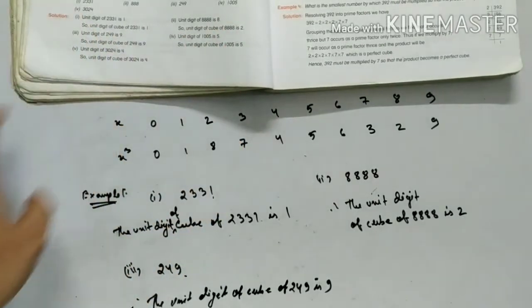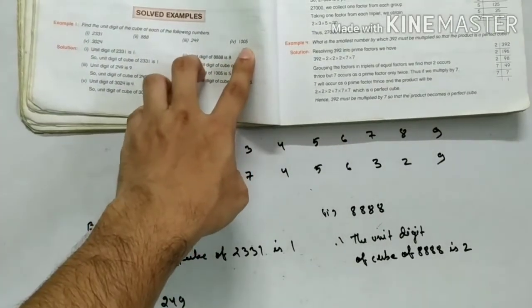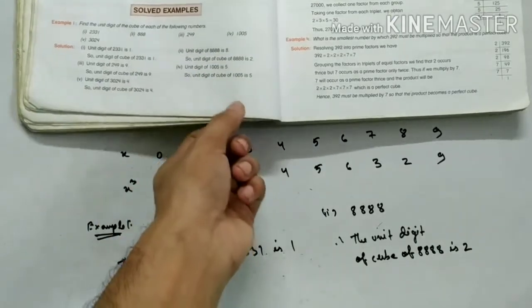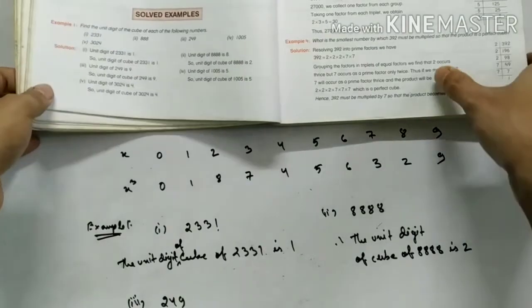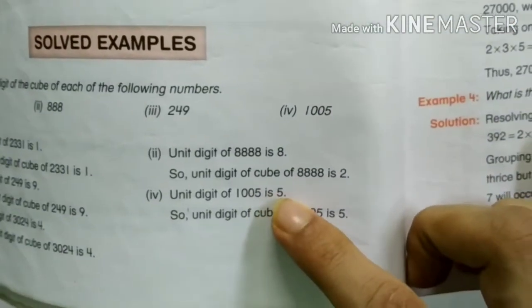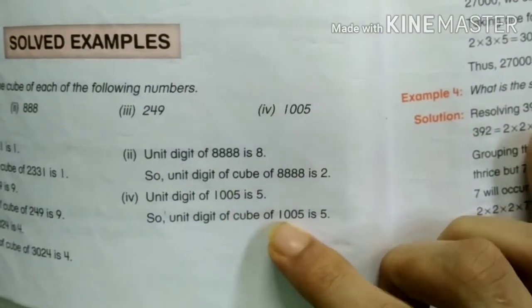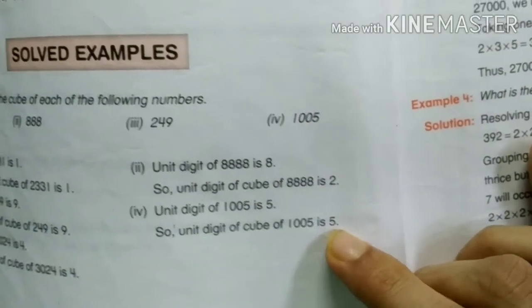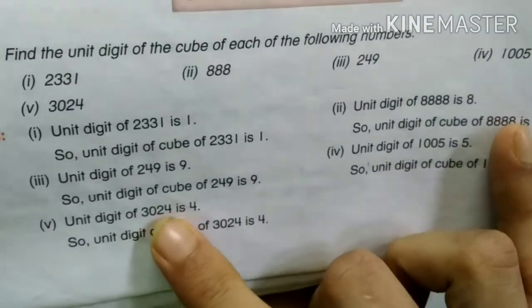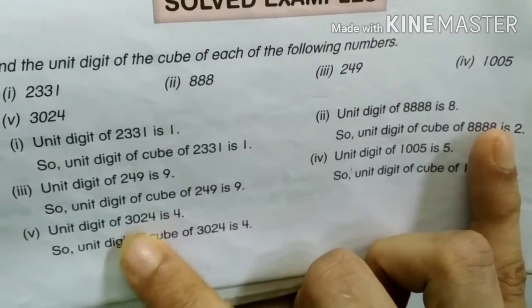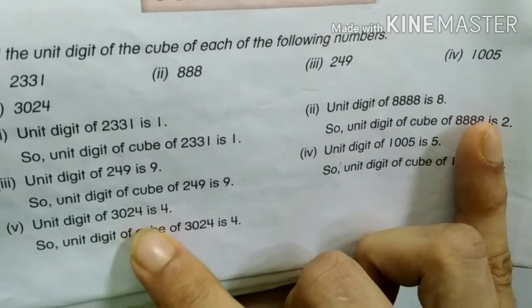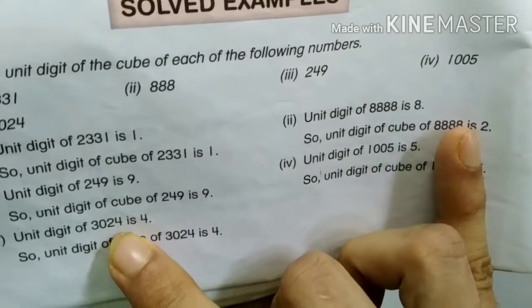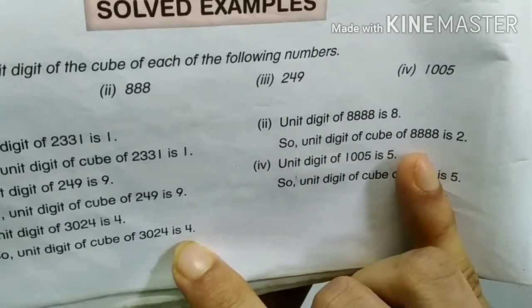So similarly, the rest we can find. You see this number ends with 5, so the unit digit of the cube of this number will be 5. And then this number ends with 4. So therefore the unit digit of the cube of 3024 will also be 4.